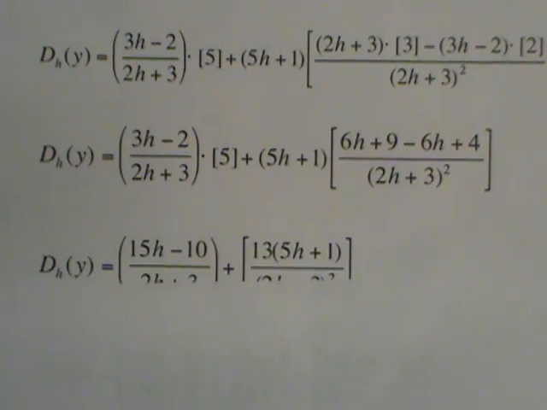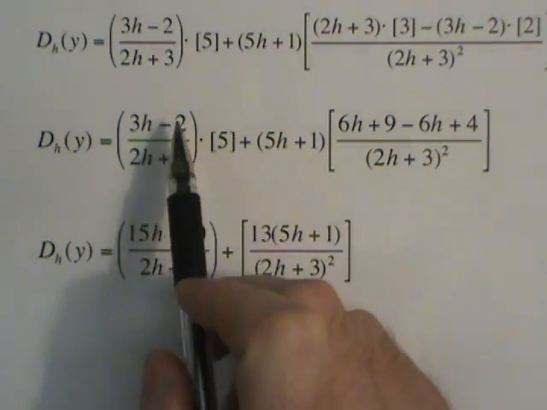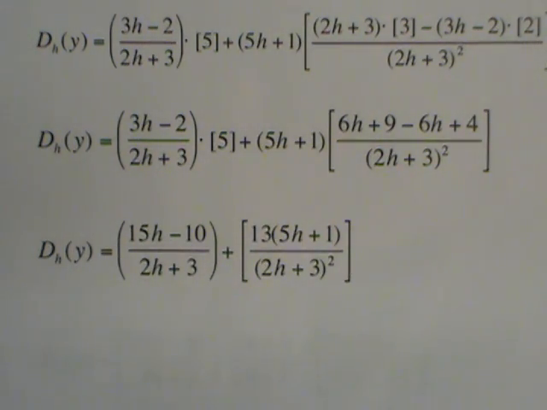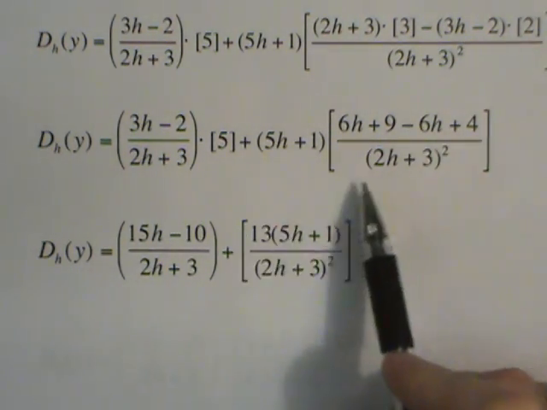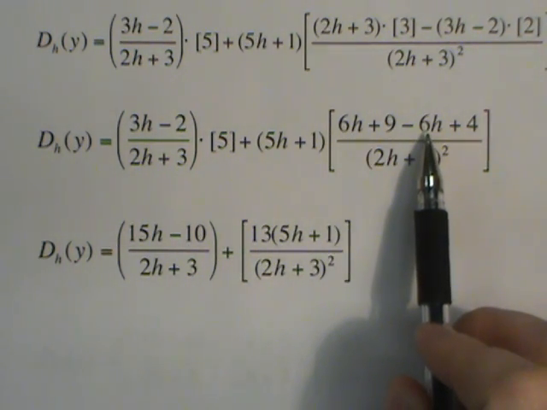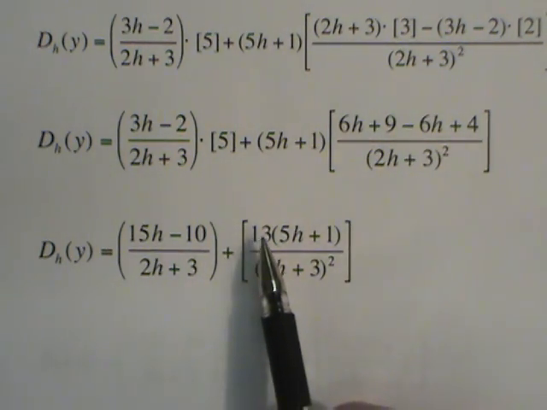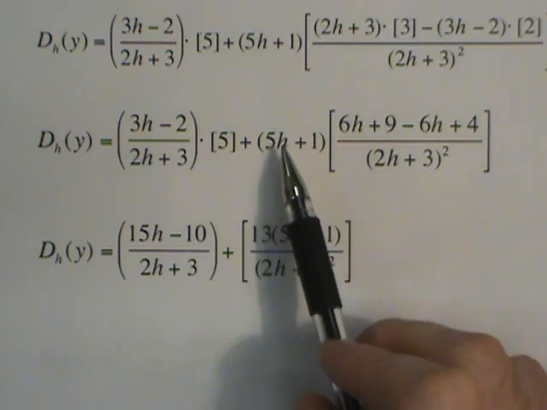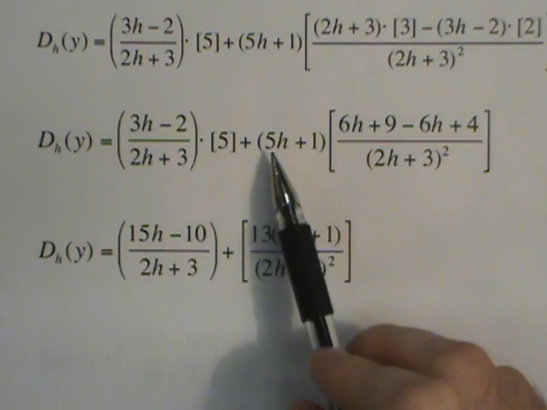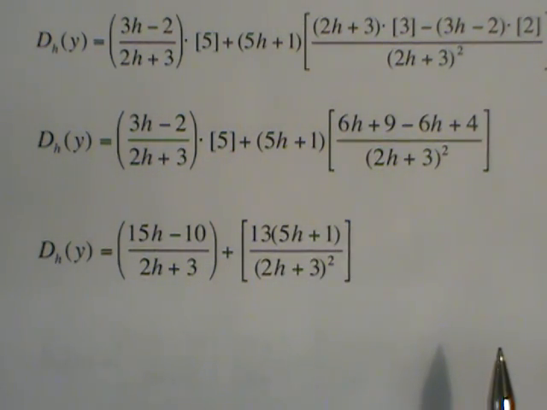On the next line, what I did was I took this 5 and I distributed it across that numerator to create the 15h minus 10. And then it seems like the second term just fell apart, and what happened there was 6h take away 6h drops out, 9 plus 4 gives me my 13. And then I took this multiplier and I decided just to bring it up as part of the numerator. So I had my 13 from the bracket, and then I said times 5h plus 1. I just brought that up as a multiplier there.